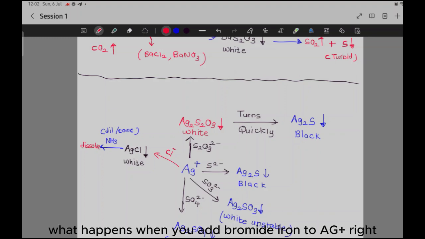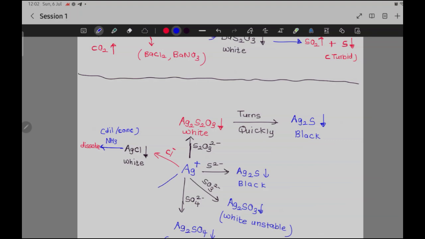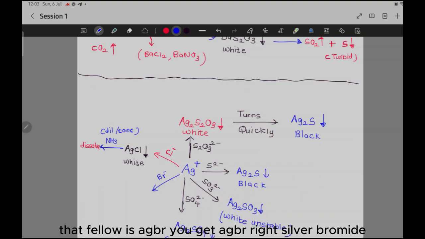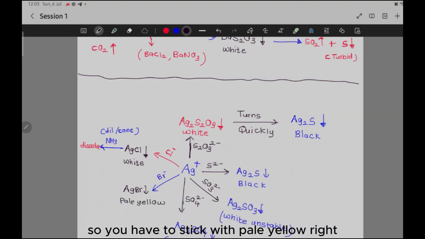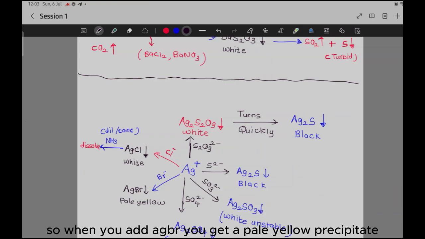And next one, what happens when you add bromide ion, Br minus, to Ag plus? Again you get not a white precipitate, it's a pale yellow precipitate. That is AgBr, silver bromide, which is a very pale yellow precipitate. That's how the resource book says, so you have to stick with pale yellow.